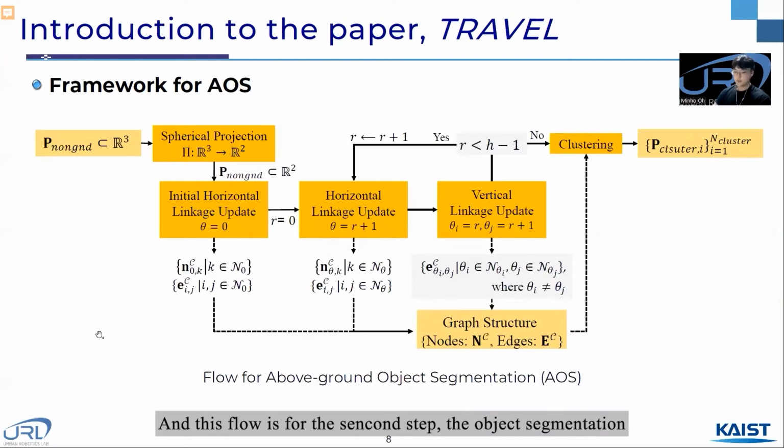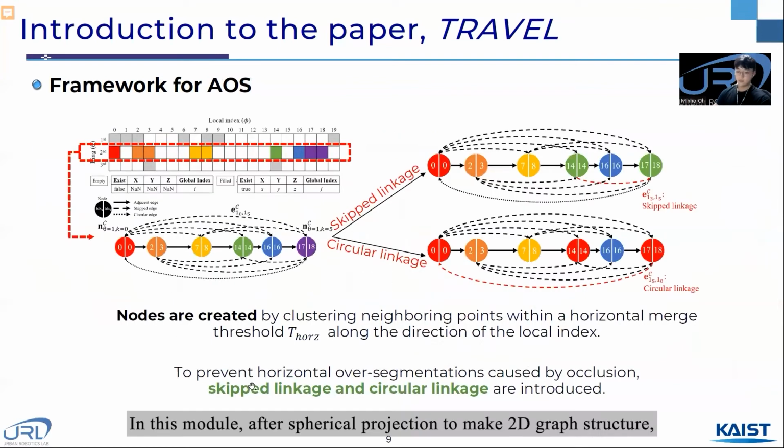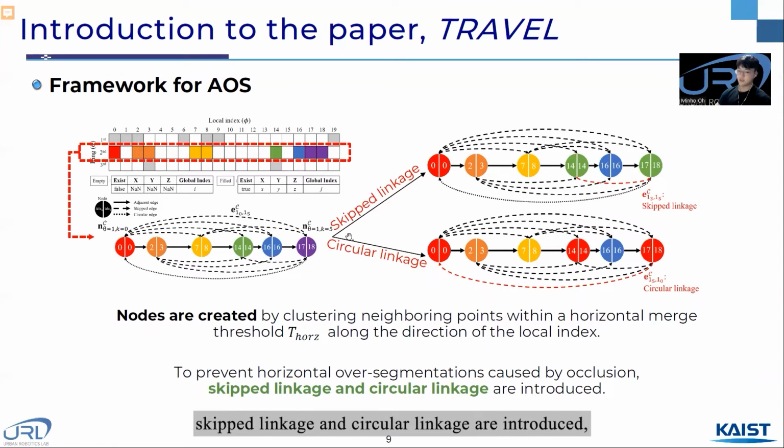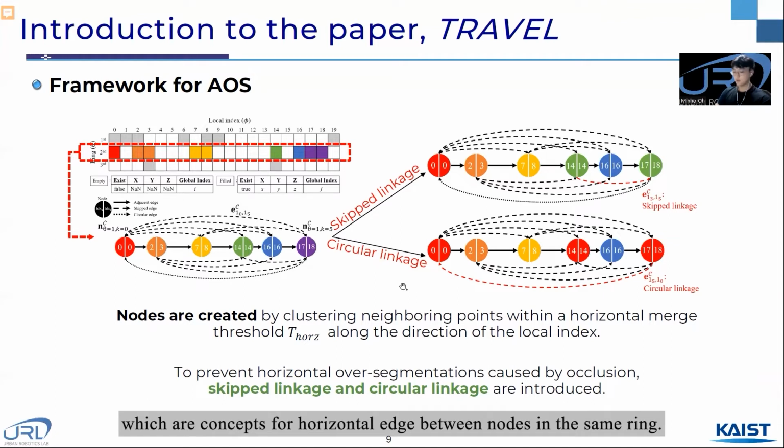And this flow is for the second step, the object segmentation, named as AOS, above ground object segmentation. In this module, after a spherical projection to make a 2D graph structure, nodes of the graph are created by clustering neighboring points within a horizontal merge threshold along the direction of the local index. And to prevent horizontal over-segmentation caused by occlusion, skid linkage and circular linkage are introduced, which are concepts for horizontal edges between nodes in the same ring.